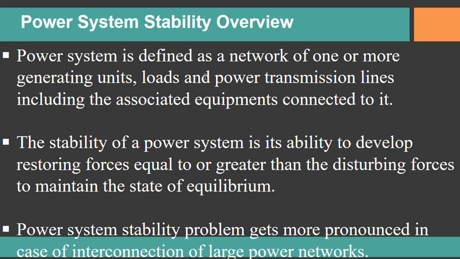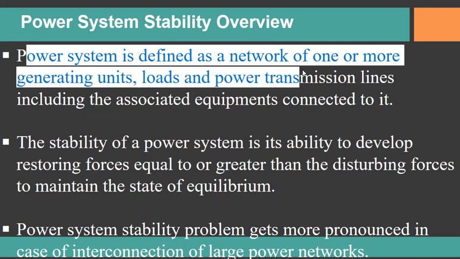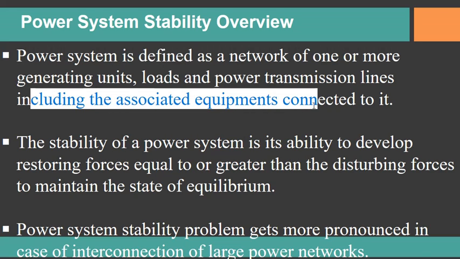Yes. Before going to power system stability, basically what is a power system? As we all know, a power system is a complex network which consists of generation, transmission, distribution, and finally utilization. That is defined here. A power system is defined as a network of one or more generating units, loads, and power transmission lines, including the associated equipment connected to it.